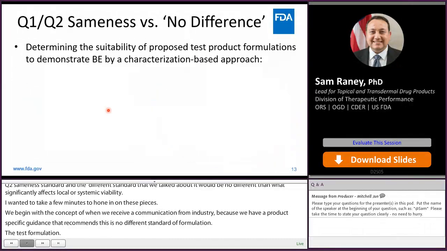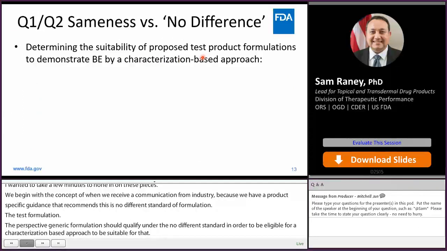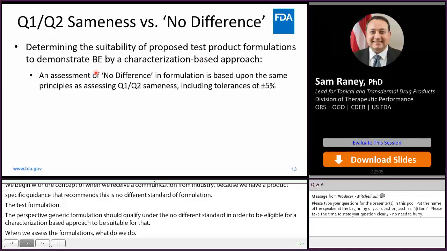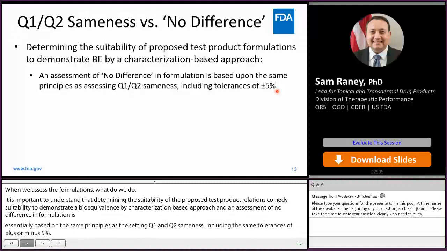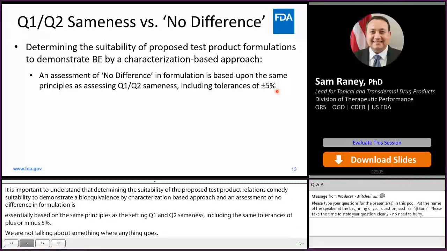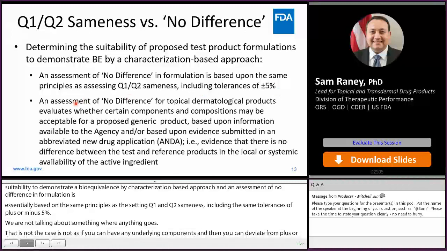Well, it's important to understand that determining the suitability of these proposed test product formulations, their suitability to demonstrate bioequivalence by a characterization-based approach, an assessment of no difference in formulation is essentially based on the same principles as assessing Q1 and Q2 sameness, including the same tolerances of plus or minus 5%. So we're not talking about something where anything goes. That's not the case. It's not as if you can have any underlying components and that you can deviate from plus or minus 5% and everything is acceptable. That anything goes is not what this standard represents. It's essentially a Q1, Q2 assessment.